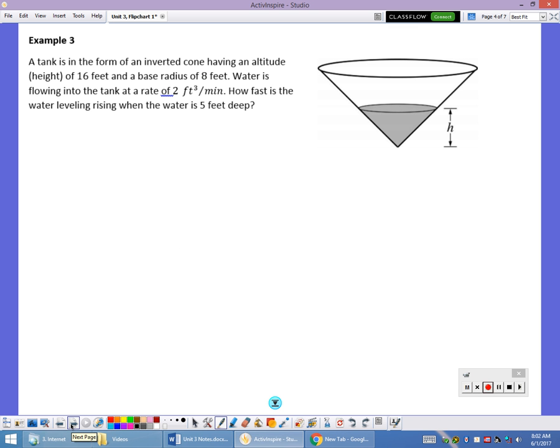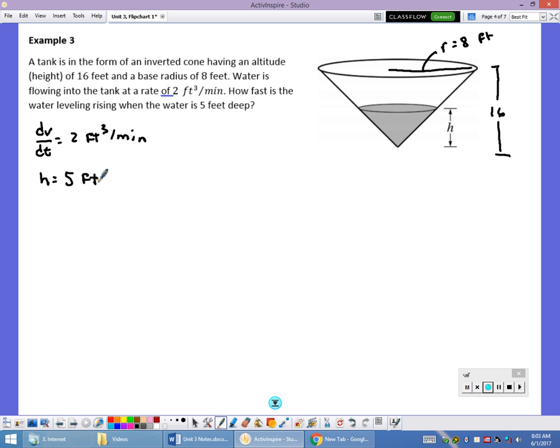The first one's going to be a cone, and in this particular case, we have original height. This height is going to be 16, and that radius is going to be 8, and those are in feet. What I know is that the water is flowing into the tank, so the volume is getting larger, so dV/dt is positive, it's going up. It is going to be 2 feet cubed per minute. And we want to know how fast the water level is rising when the height is 5 feet.